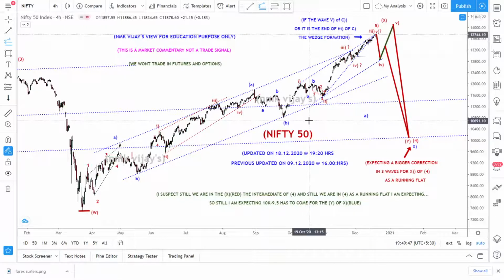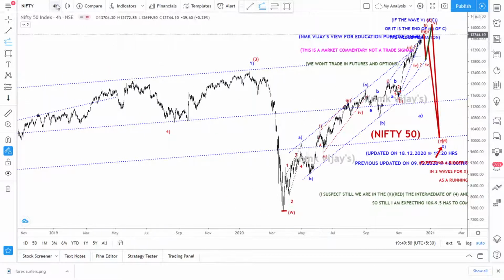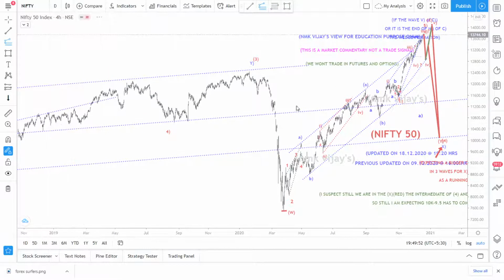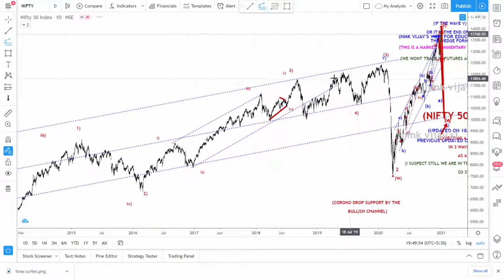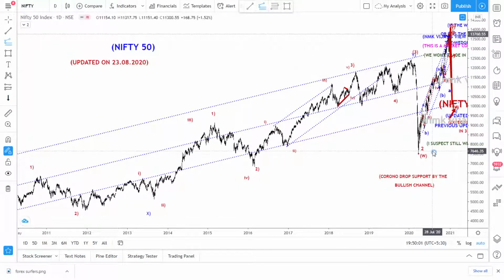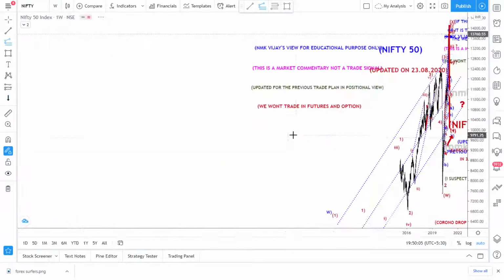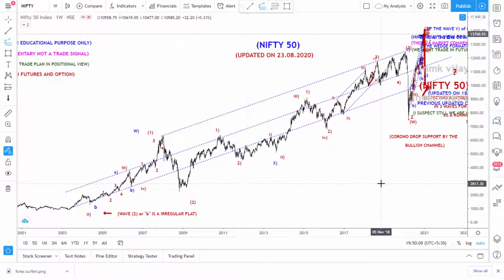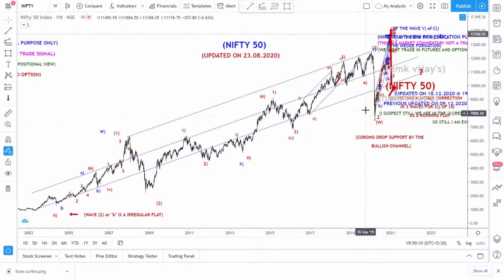So maybe what I'm thinking here, as per my analysis in the daily chart, is that this is the end of the third wave. The fourth wave was a very sharp fall because of this Corona drop. So whether that wave 4 may be complicated, it won't happen immediately. It won't fall like this. It can happen as a regular flat, irregular flat, or in a triangle.